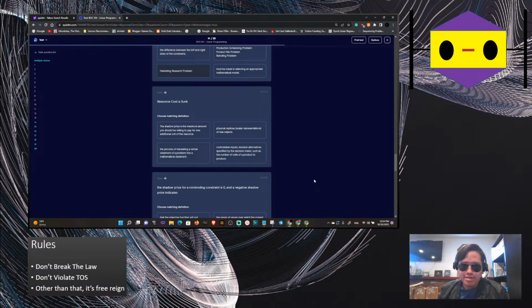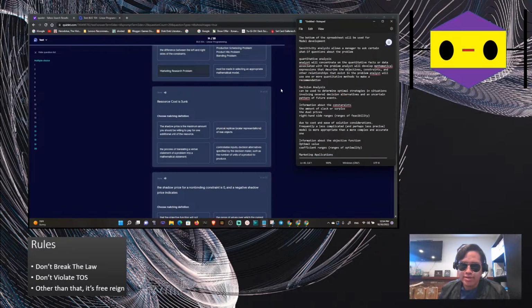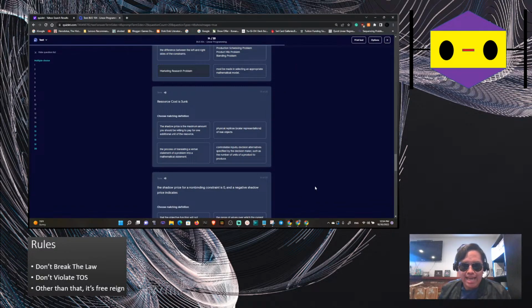Controllable inputs. No. Do I have it written here? No, I don't. Go with A. Shadow price is the maximum amount you should be willing to pay for one additional unit. No, that's not that. It's sunk. Controllable inputs are decision alternatives specified by the decision maker, such as the number of units per day to produce. B. Isn't B though just an analog model? Analog model.